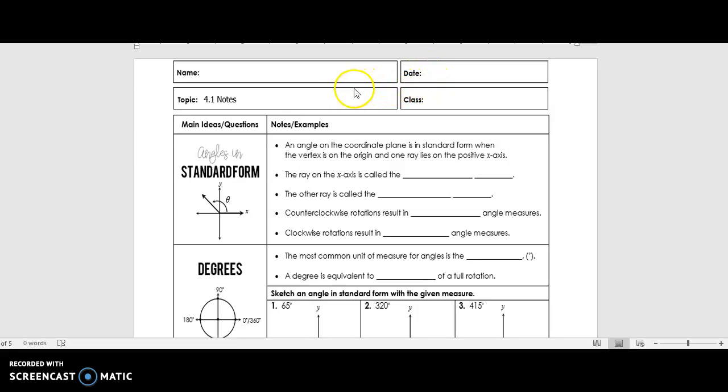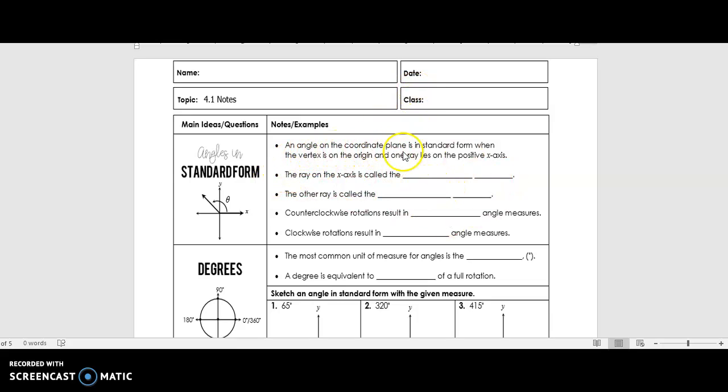Hello friends, let's talk about trigonometry in unit circle. So before we go into the details of the unit circle, we'll do some introduction to a few things. Normally, if you see these angles in standard form, we have some notes here. So let's go through that.